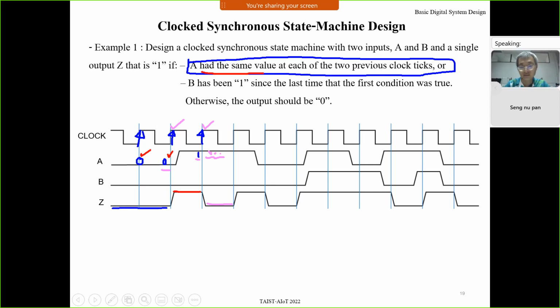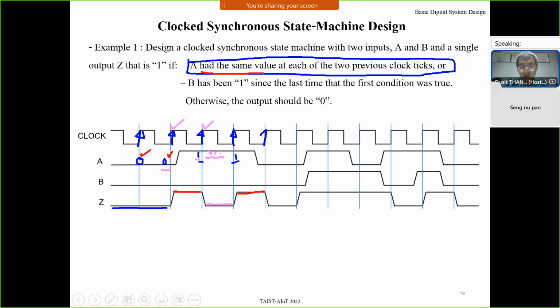Okay, even okay for the first condition for this example. And for this clock tick, A is 1, right? The previous one is 1, same, right? So output Z then becomes 1.